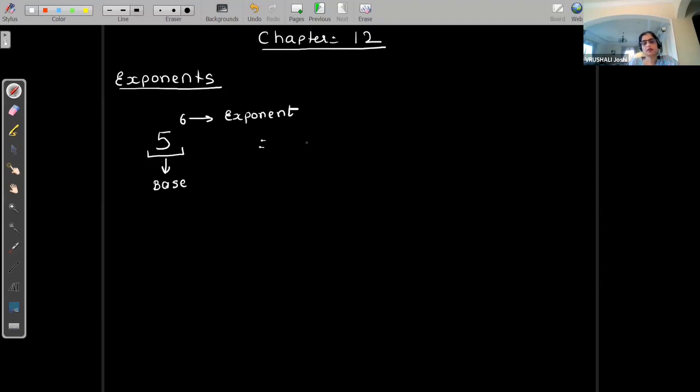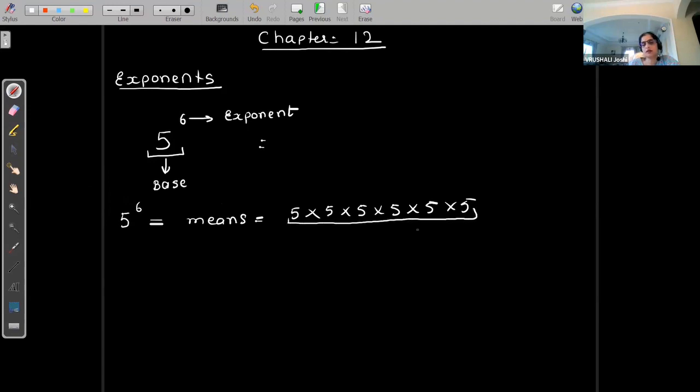This means 5 to the power 6. This means we are going to multiply 5 into 5 into 5 into 5 into 5 into 5. The power basically indicates how many times we multiply 5 with itself, which is 6 times, correct? Getting it?